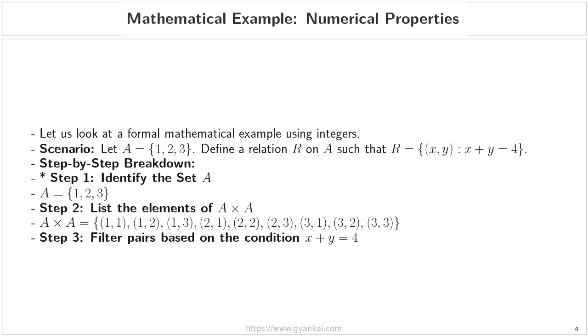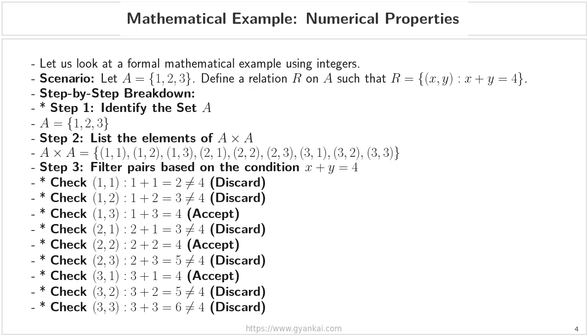Let's check them one by one. First, (1,1): 1 plus 1 equals 2, which is not 4, so we discard it. Next, (1,2): 1 plus 2 equals 3, not 4, so we discard that too. Then (1,3): 1 plus 3 equals 4. This satisfies our rule, so we accept it. Moving on, (2,1): 2 plus 1 equals 3, so we discard it. Next, (2,2): 2 plus 2 equals 4. This works, so we accept it.